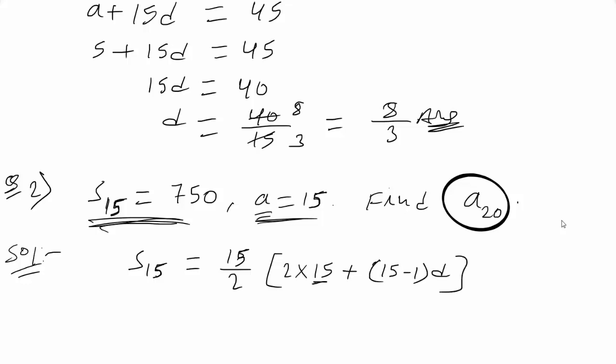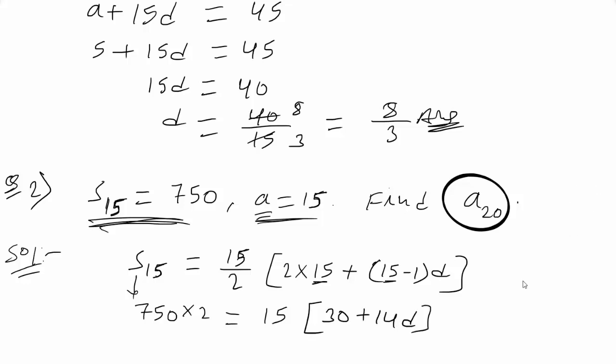This is a_n = a + (n-1)d. Got it? S15 is 750. So 750, S15 is 750. And this 2 is dividing here, so it will get multiplied to this side 15 times. Let us evaluate this bracket. It is going to be 30 + 14d.